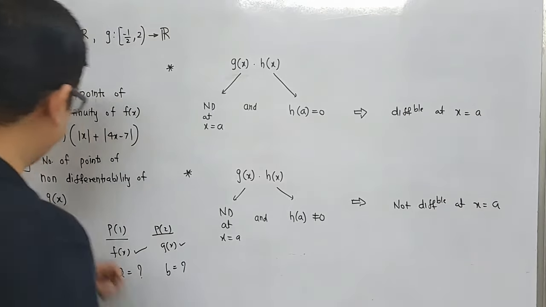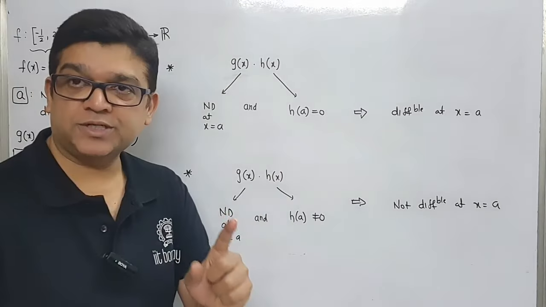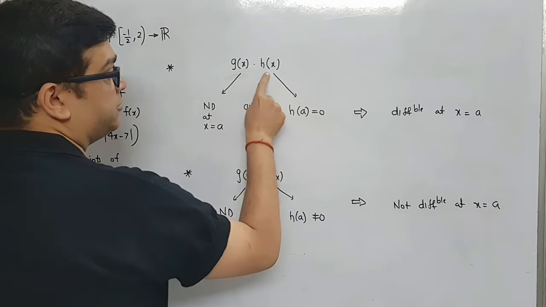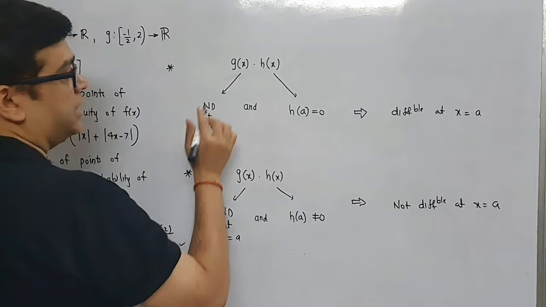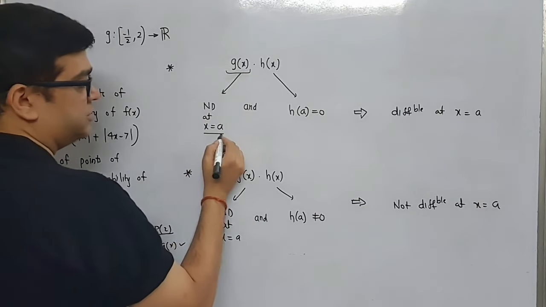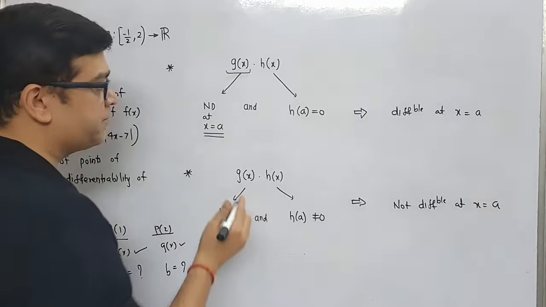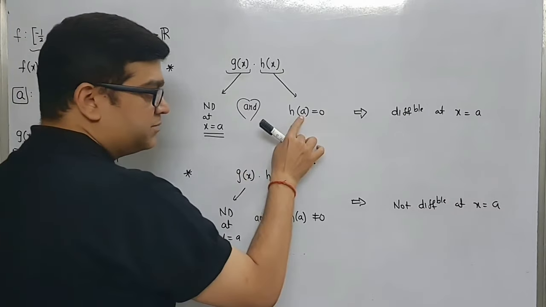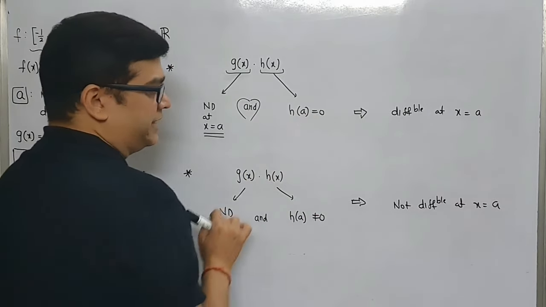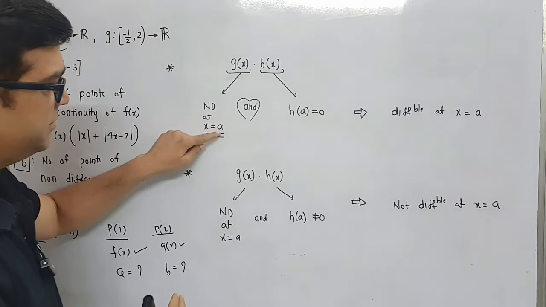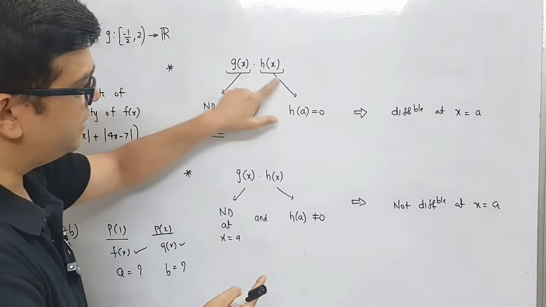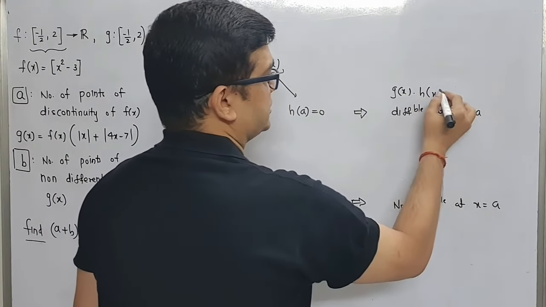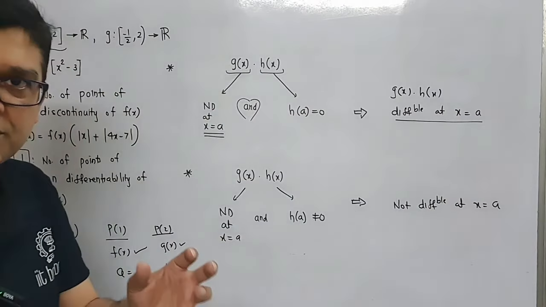Now before I discuss the second part of the question, I want you to note down this trick, and this is very, very important, a favorite trick for any competitive exam. Suppose you have a product of two functions g(x) into h(x), and the first function g(x) is not differentiable at some point x equal to a. And we observe that the second function h(x) becomes 0, vanishes at x equal to a. So the first function is not differentiable at a certain point, and the second function vanishes at that point. Then overall this function g(x) into h(x) will be differentiable at that particular point.